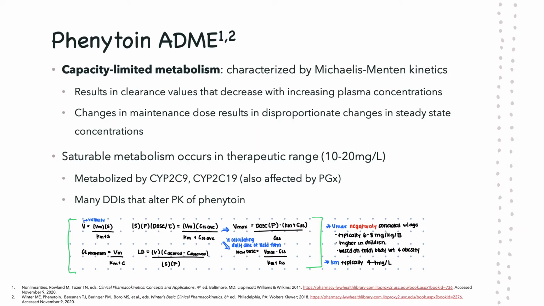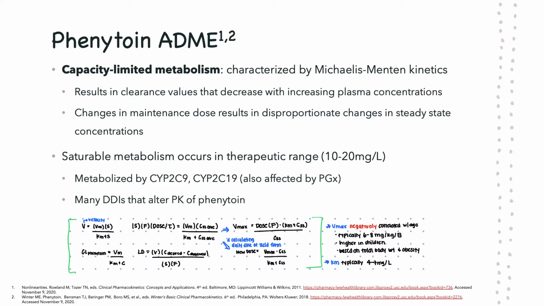Phenytoin also exhibits capacity-limited metabolism, which is characterized by Michaelis-Menten kinetics, and results in clearance values that decrease with increasing plasma concentrations. Changes in the maintenance dose result in disproportionate changes in steady-state concentrations. It also exhibits saturable metabolism in its therapeutic range, as it's metabolized by CYP2C9 and CYP2C19. It should be noted that it's also affected by pharmacogenetics. So poor metabolizers, even with a small change in dose, have big changes in serum concentration.